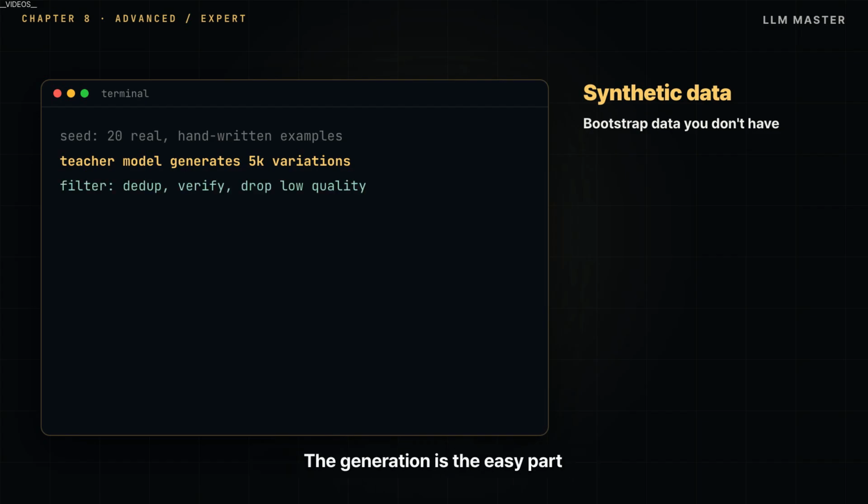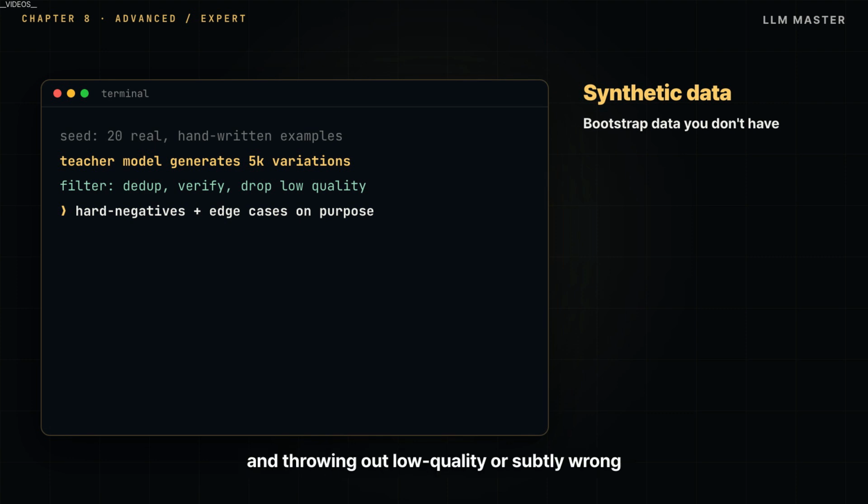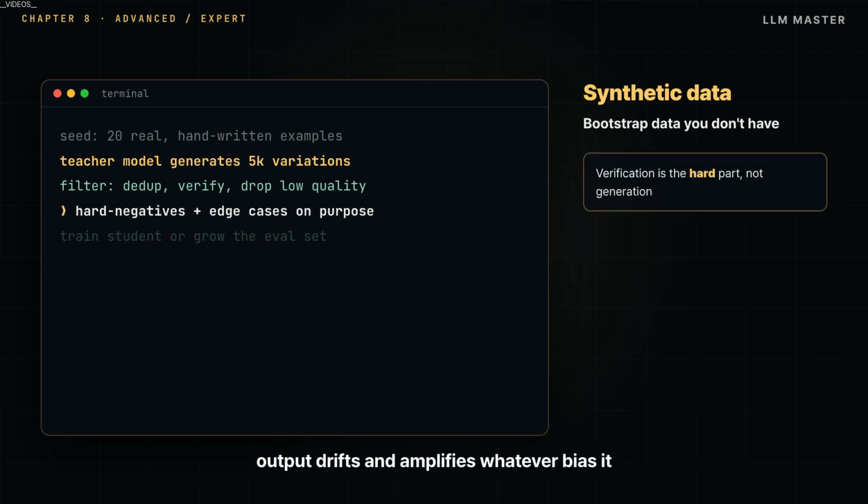The generation is the easy part. The hard part, the part that decides whether this helps or hurts, is filtering, deduplicating, verifying correctness, and throwing out low-quality or subtly wrong samples. Because a model trained on its own unchecked output drifts and amplifies whatever bias it started with.